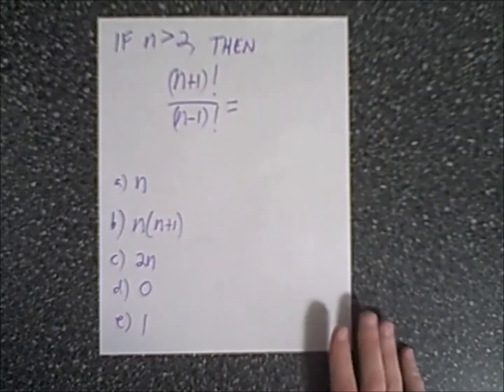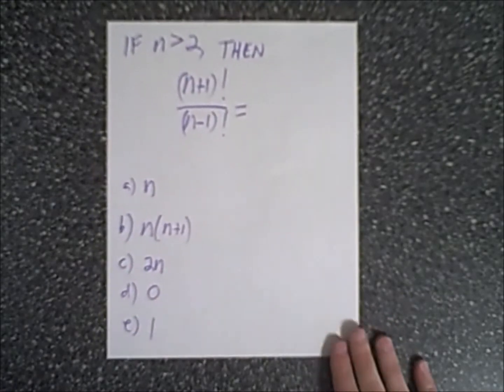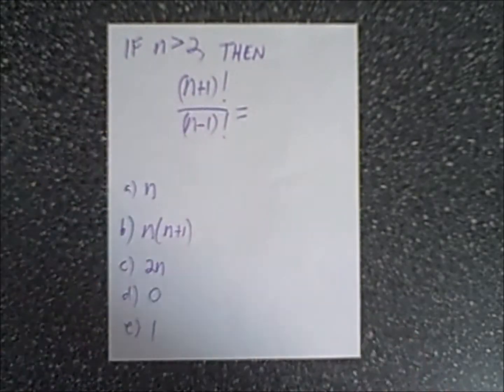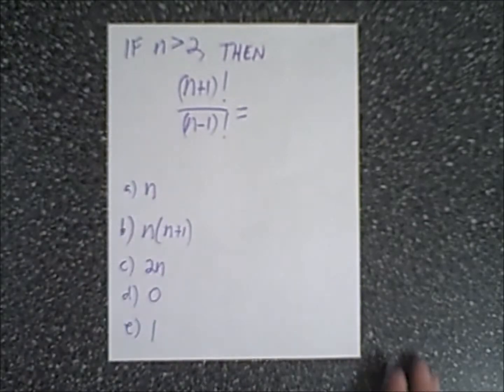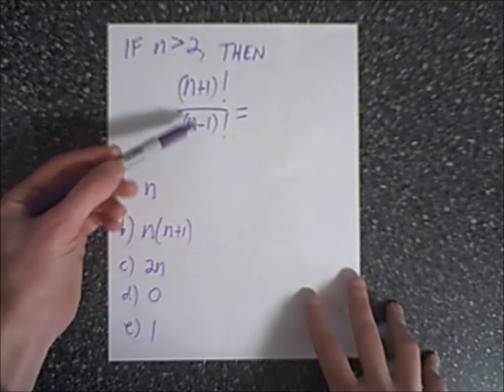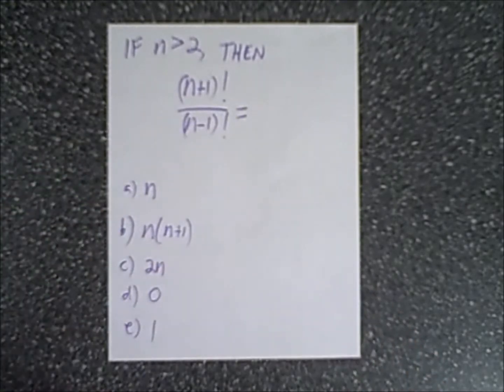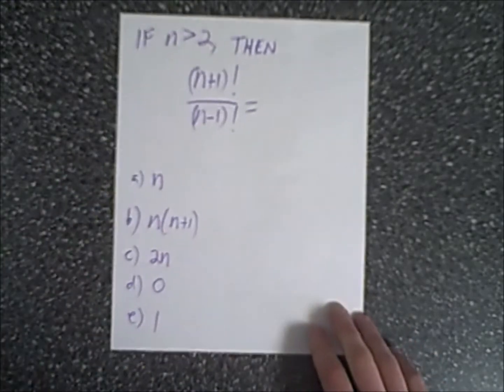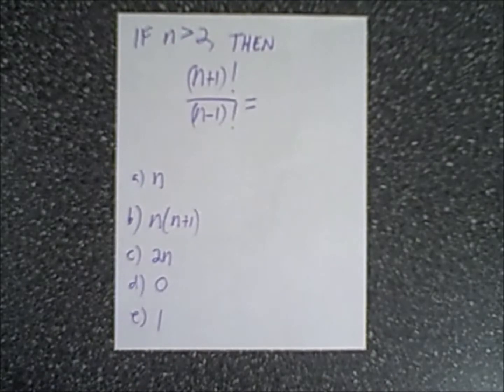The next question we have is a factorial question. So hopefully you're familiar with the exclamation point, which is a factorial symbol. If n is greater than 2, then n plus 1 factorial over n minus 1 factorial equals one of these 5 choices. And n, of course, is going to be an integer to make this work better.